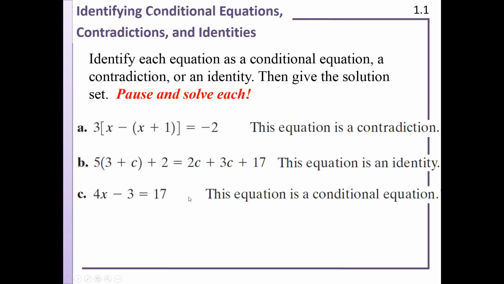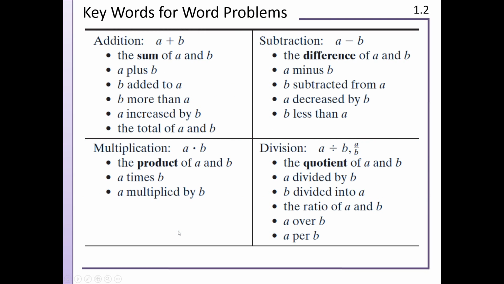This last equation is a conditional equation. There's only one value for which this equation is true, and that particular value is x equal to 5, because 20 minus 3 is 17. So this is called a conditional equation. Okay, so that's the end of 1.1. There is an assignment on Connect Math for section 1.1.